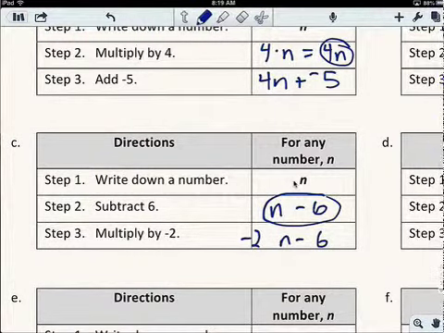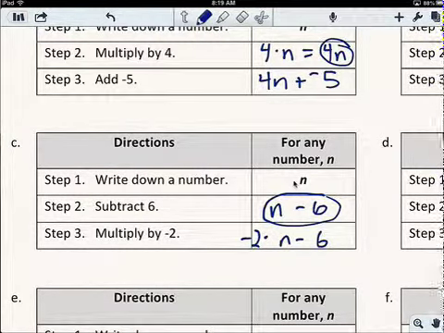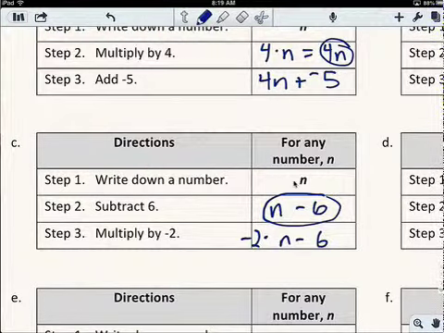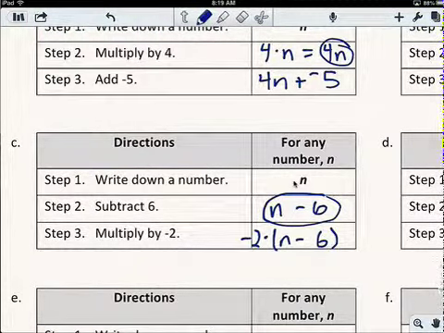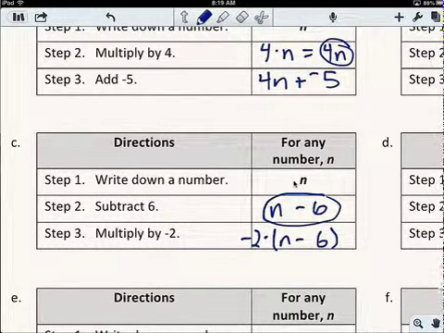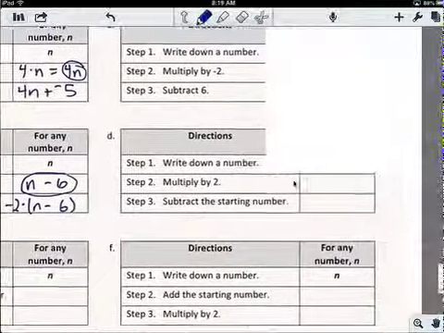So now I have a puzzle. Right now, if I just put this multiplication here, it looks like I'm only multiplying by the n, but we have to multiply by the whole thing, n minus 6. And if you recall from class, what we talked about is that it has to be in parentheses. That's how you say multiply n minus 6, the whole thing in parentheses, by negative 2. So that's what that one should look like.